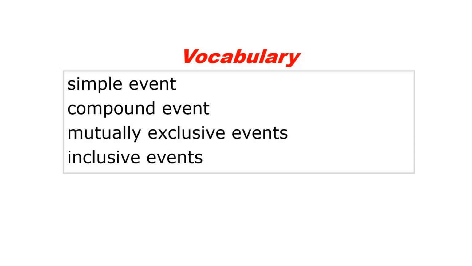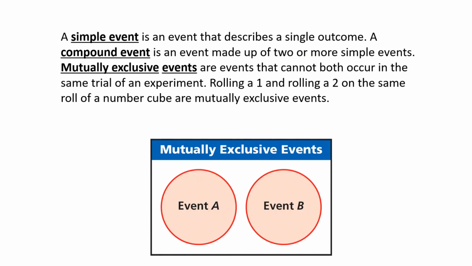Your vocabulary for today is simple event, compound event, mutually exclusive events, and inclusive events. A simple event is an event that describes a single outcome. For instance, rolling a cube die, you roll the die and you're going to have one outcome, one number comes up at the top. A compound event is an event made up of two or more simple events.